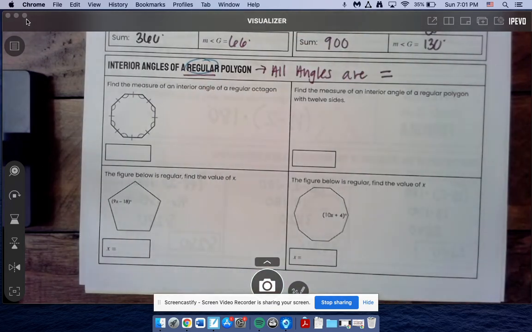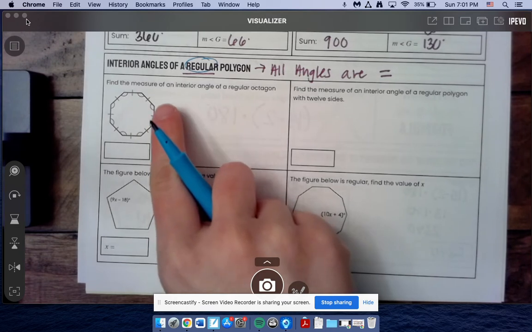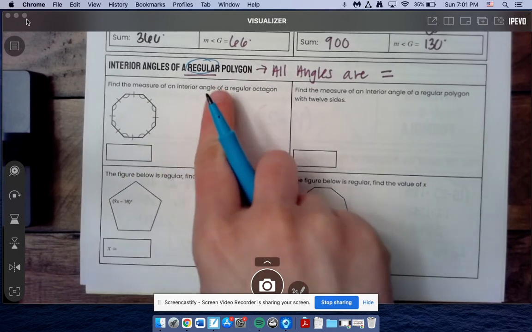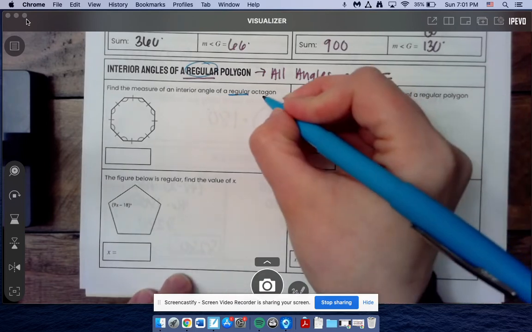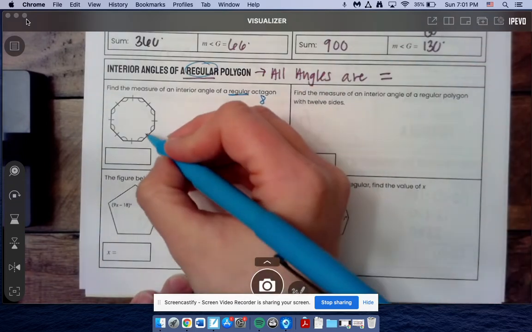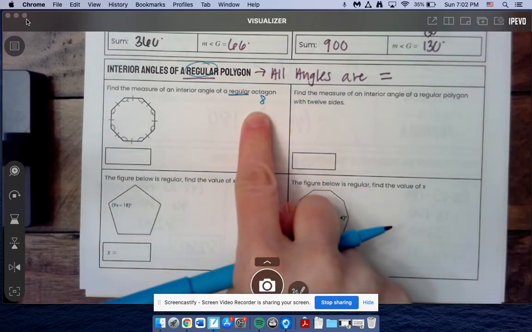Again, if we read this one, it says find the measure of an interior angle of a regular octagon. So an octagon has 8 sides, and that means all of these angles in here are the exact same measure.